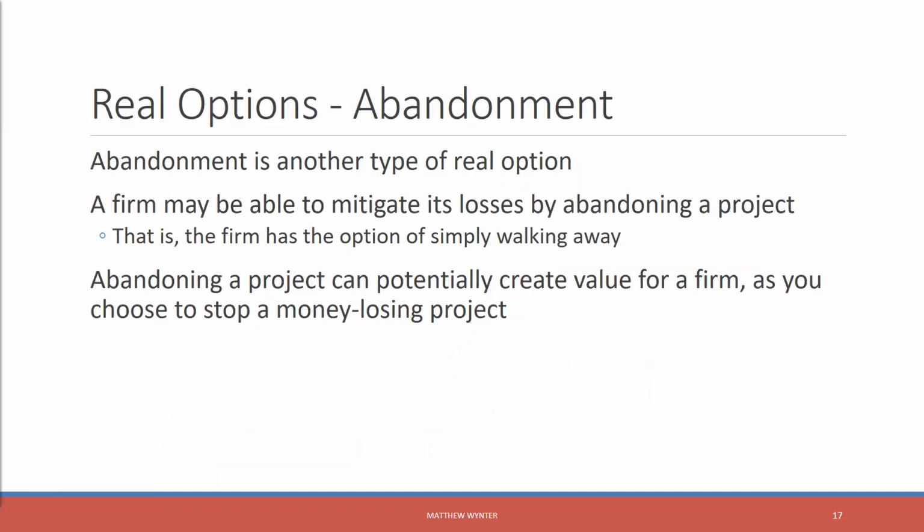Okay, the real option to abandon. So abandonment is another type of real option. This is a way that firms mitigate losses all the time. So a firm has the option of simply walking away from a project. You abandon a project because you really want to save value and you want to stop losing money on a project.